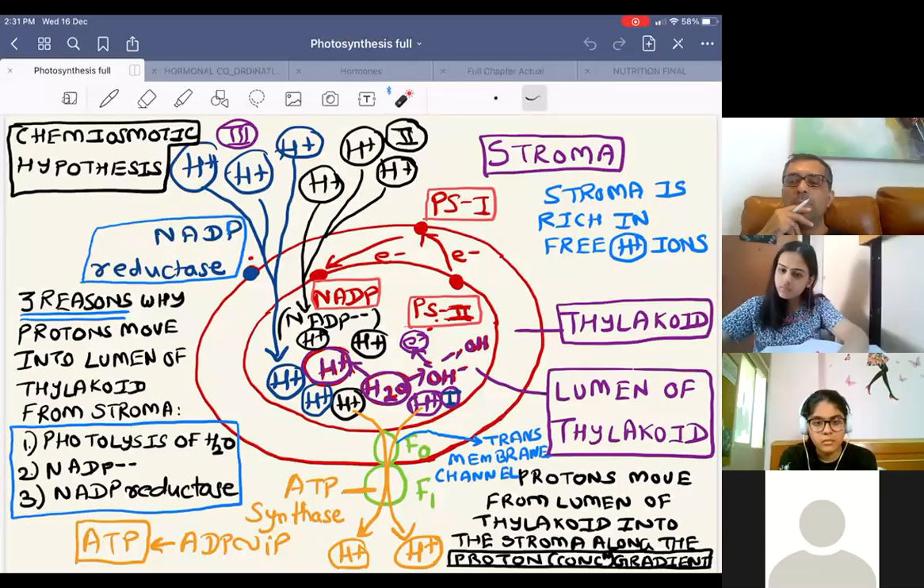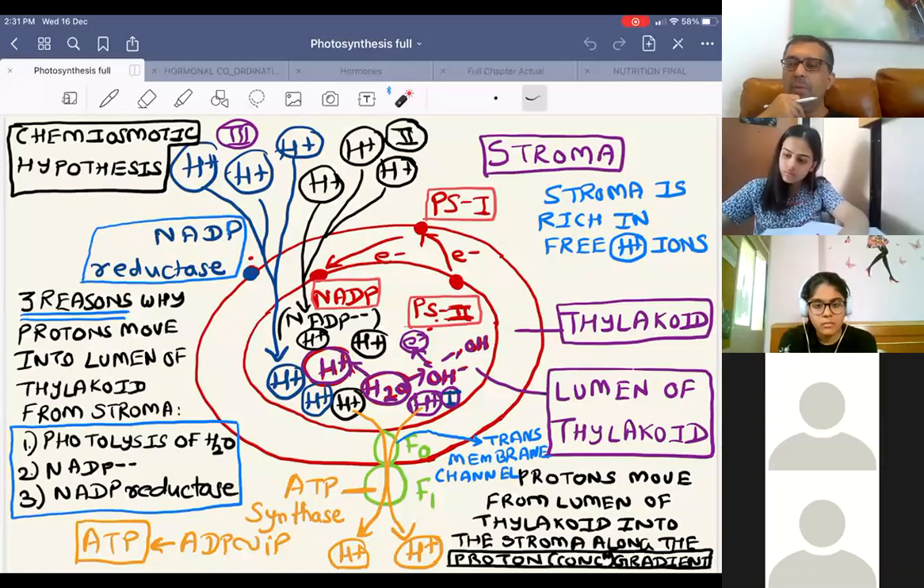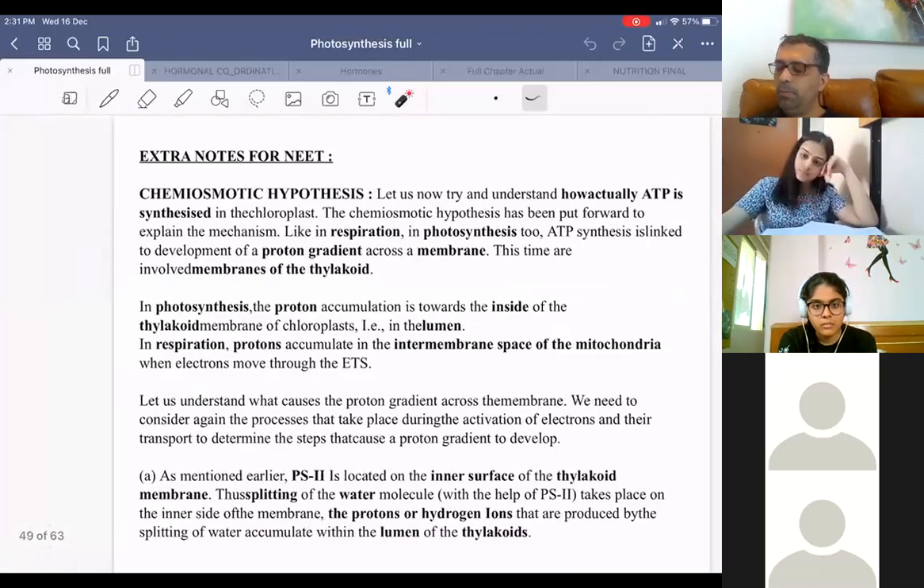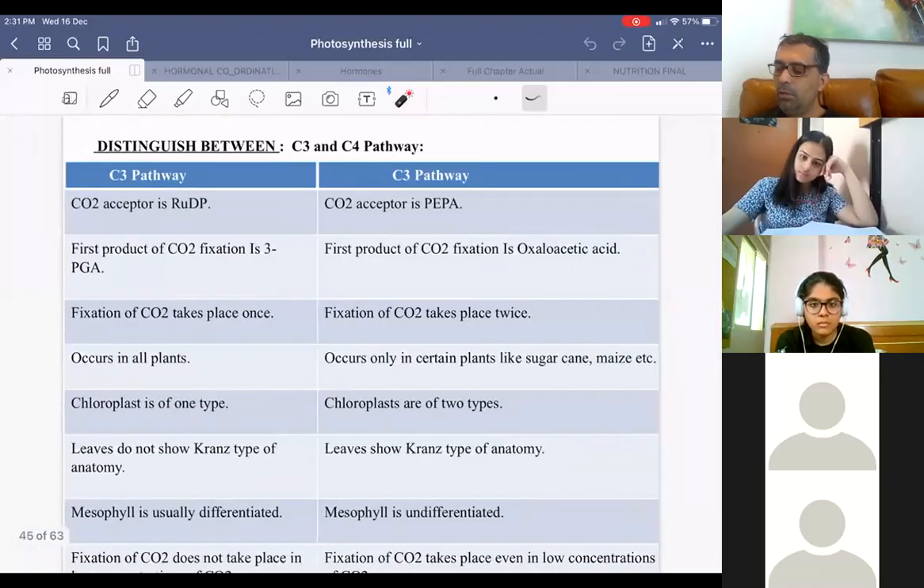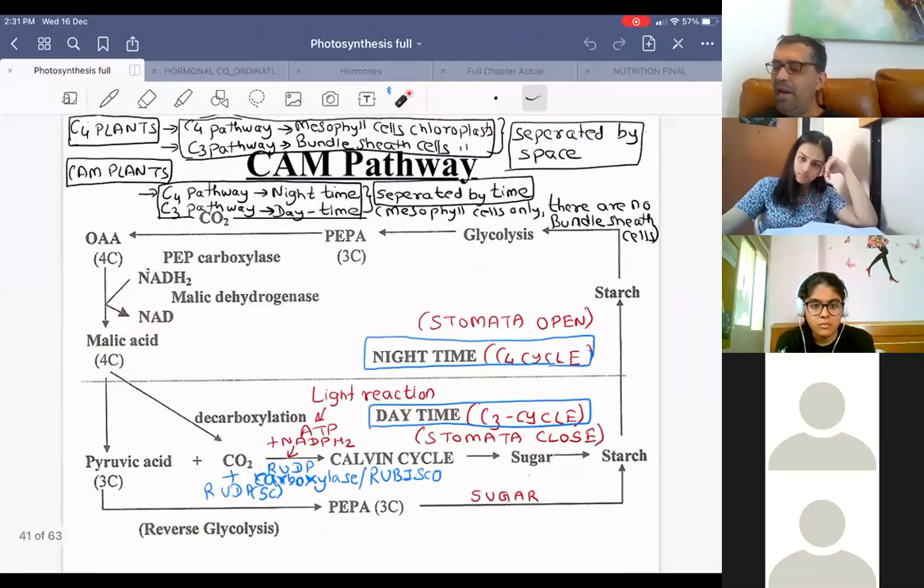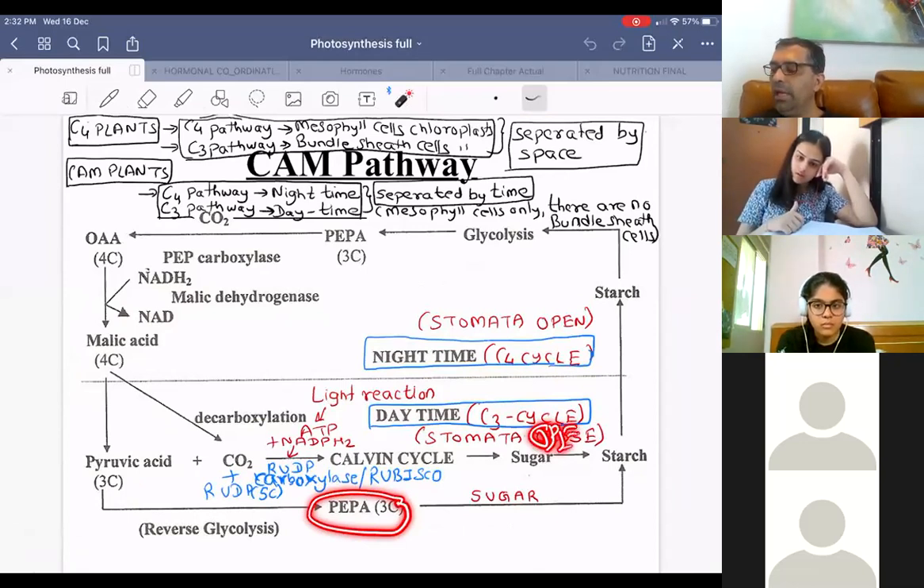And one last question: when you're doing the CAM pathway, after the starch was formed, then again it was broken down by glycolysis. I don't understand. The point was to form starch, but then why is it broken down again? Because the pyruvic acid and PEP will remain. If PEP remains as PEP, the stomata will open, and we want stomata closed.